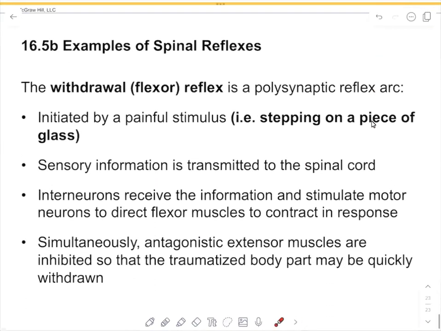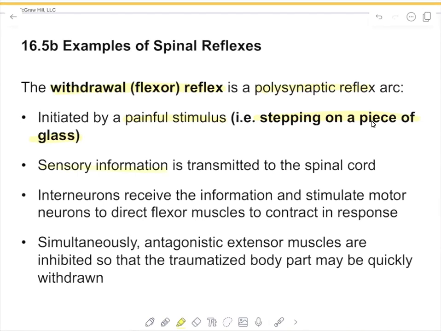Examples of spinal reflexes are on this slide. A very common one is called the withdrawal or flexor reflex. It's a polysynaptic reflex because it uses an interneuron. It's usually initiated by a painful stimulus, like stepping on a piece of glass. When you step on a piece of glass, that's going to initiate a reflex that causes you to withdraw that foot, that toe, which stepped on the piece of glass.